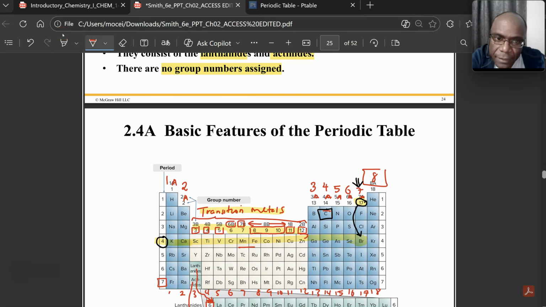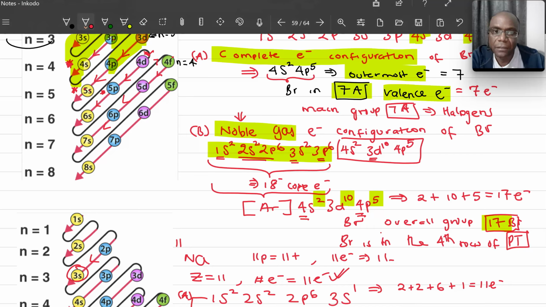Let me change to red. This is the carbon right here. If you go above, you'll see the helium. Now this is the bromine right here. If you go above, you see the argon. That is why I used argon. I used argon here in the noble gas electronic configuration of bromine.